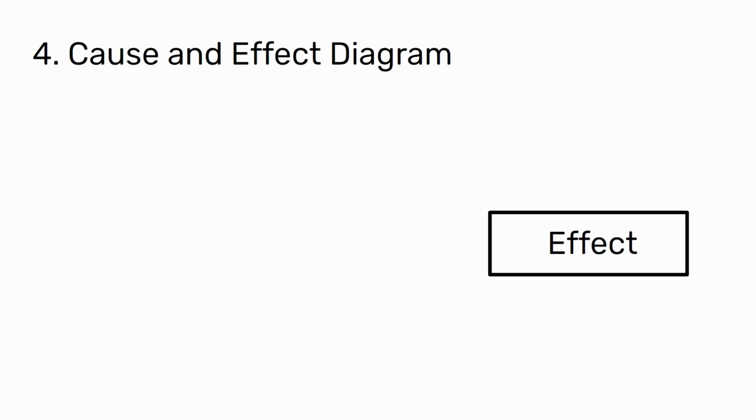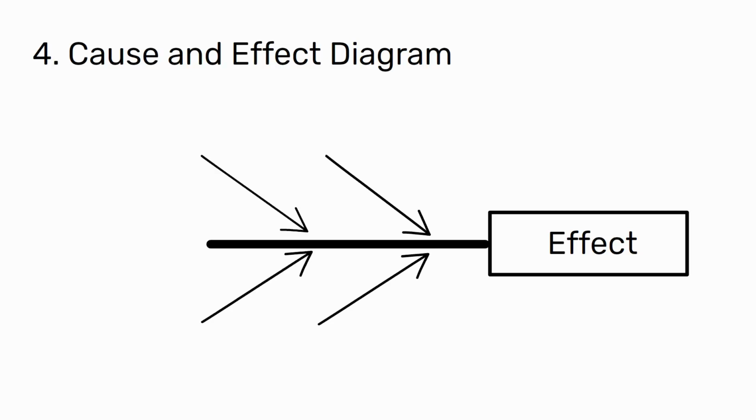4. Cause and effect diagram. A cause and effect diagram is a tool for exploring different causal explanations for an effect. A cause-effect diagram is a structured approach to explore the relationships between various variables.